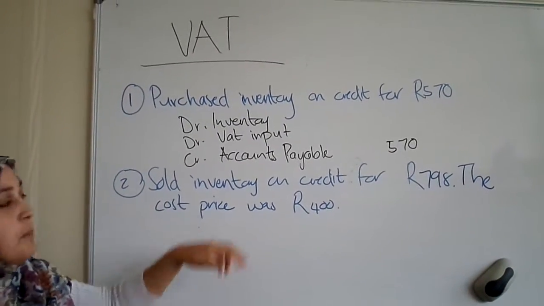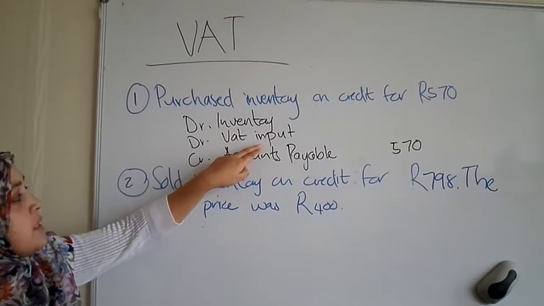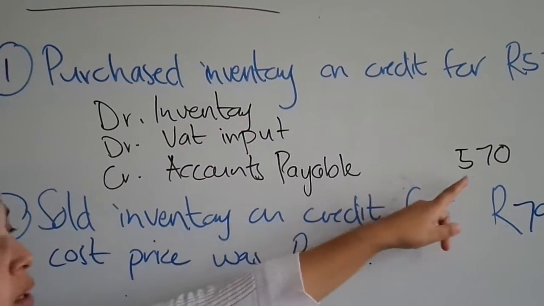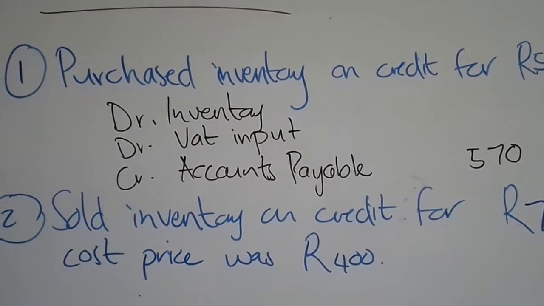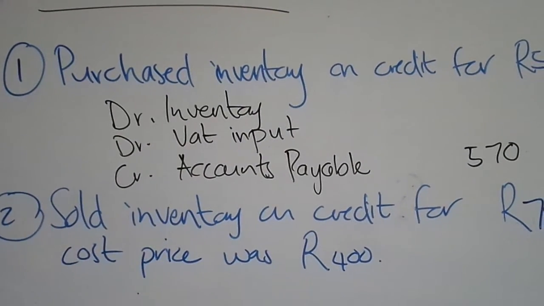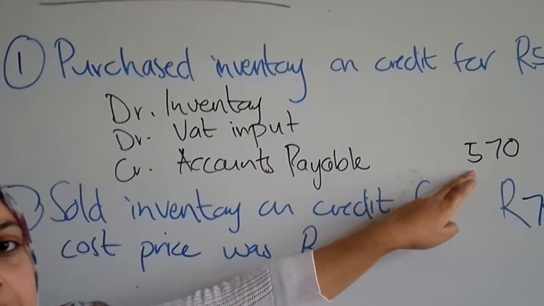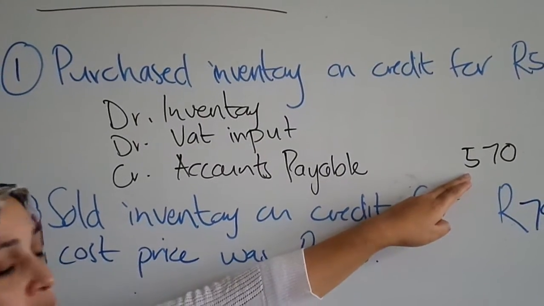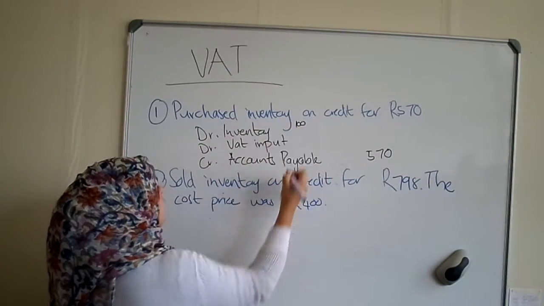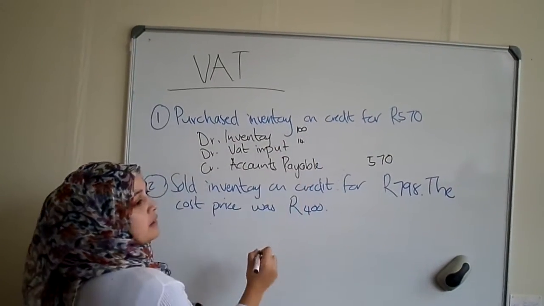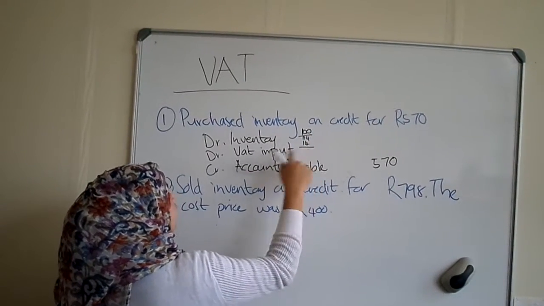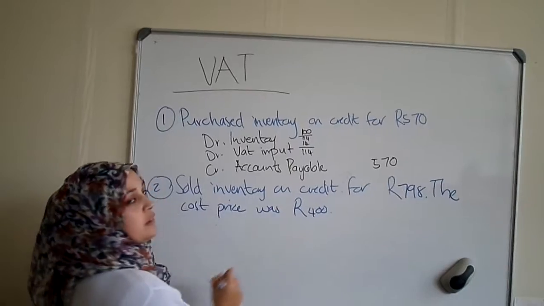You now need to go determine what is the value of the inventory and what is the value of the VAT input. And you already know that the debits must equal the credits, which is 570. So how do you determine that? The accounts payable, which is always the bigger amount, is equal to 114%, which means the 570 is 114%. The inventory will be 100%, and the VAT is the 14%. So inventory will say 100 over 114, and VAT will say 14 over 114.